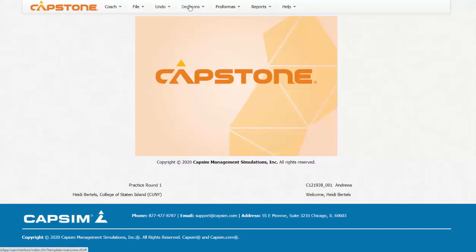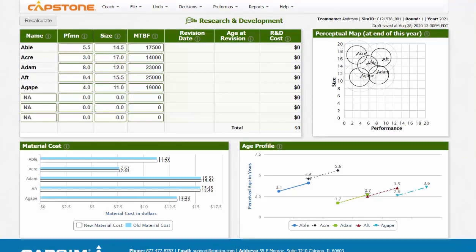When we click on Decisions up here, it will show you all the departments that we can make decisions in. So let's start with the Research and Development department. There are 4 areas in R&D. One is to alter products. The other one is the perceptual map, and please note that this is the perceptual map as of the end of this year. The third area is material costs, and the fourth area depicts products' age profiles.